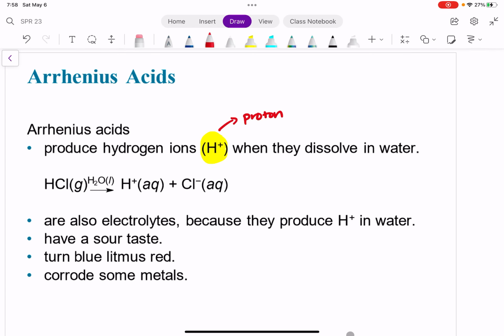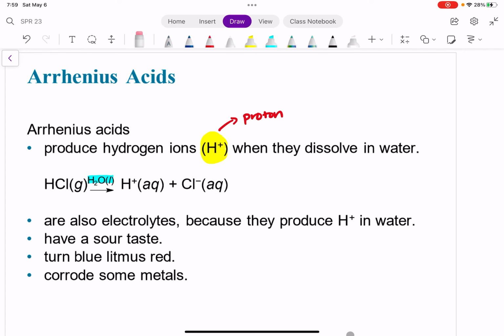But let's look at this example here. We've got HCl as a gas being dissolved in water. Remember, HCl is hydrochloric acid. We've worked with it in lab. Writing that H2O above the reaction arrow means that we're dissolving it in water. When we dissolve it in water, we're getting H+ ions, aqueous, and chloride ions, Cl-, also dissolved in water. And that H+ is what gives the acid some of its characteristics.